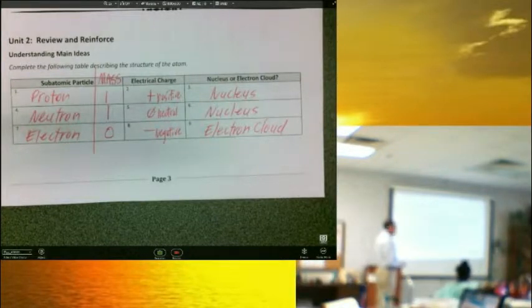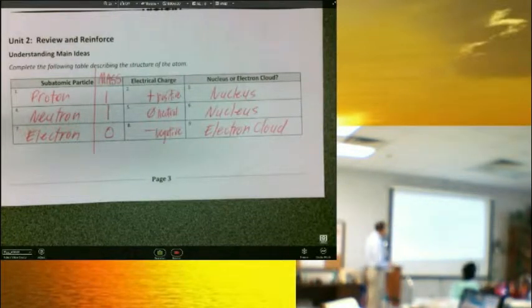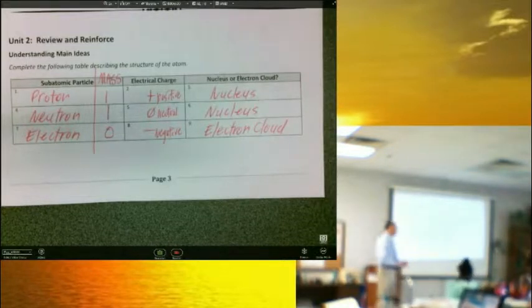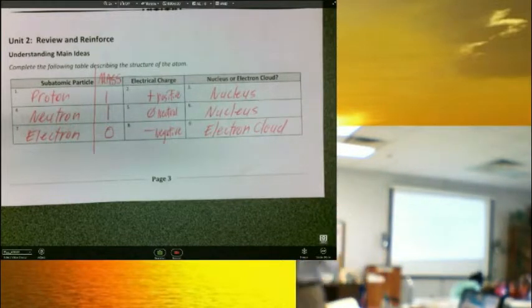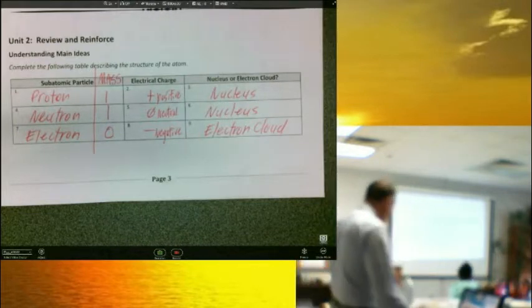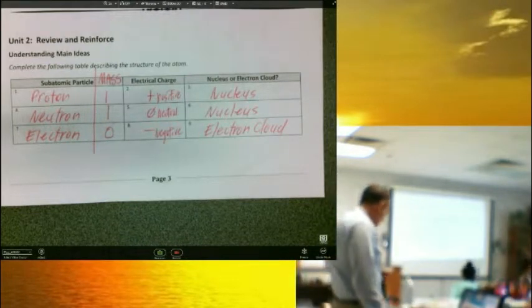It's positive. It's in the nucleus. The neutron has a mass of 1. It's neutral, and it's in the nucleus. The electron has a mass of 0, or nearly 0, and it's negative, and it's in the electron cloud. Basic information. You're going to have to do that on your test. Memorize it if you don't have it memorized. All of it.